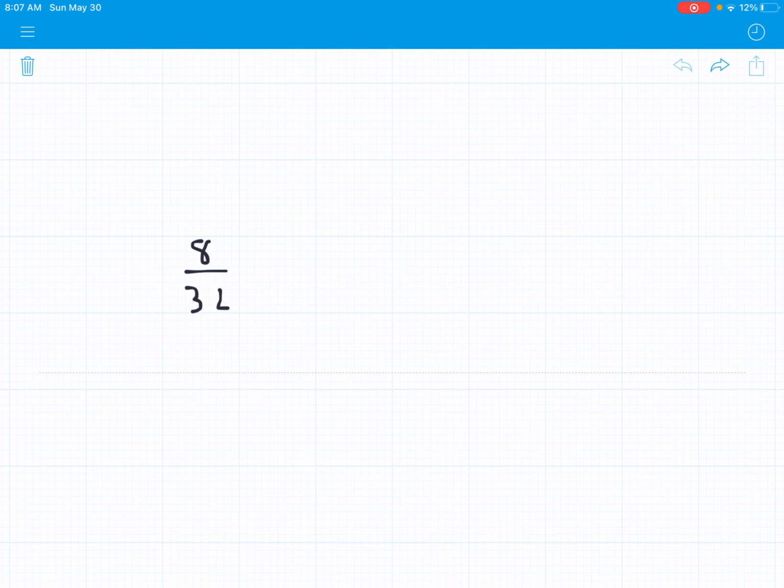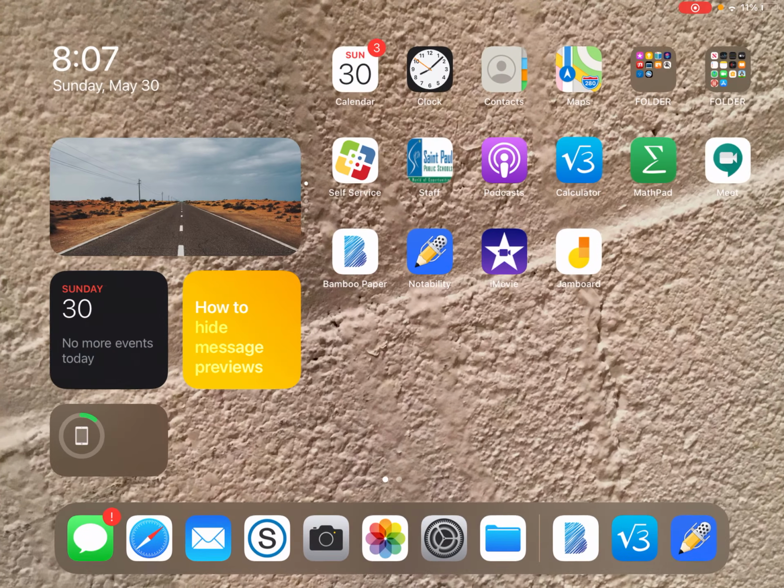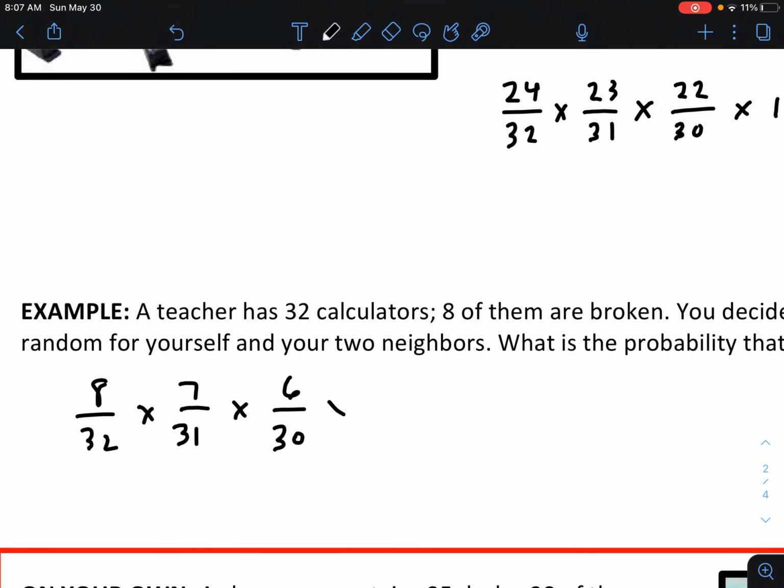8 out of 32 times 7 out of 31. Uh-oh, that 32 looks kind of funny. Hopefully it works. And I'm going to do times 100. Yeah, they all worked. 1.129. So if we think about rounding that 2, because there's a 9 next to it, that 2 becomes a 3. So it's 1.13%. And you'll notice this is a really small percent. Times 100 equals 1.13%.